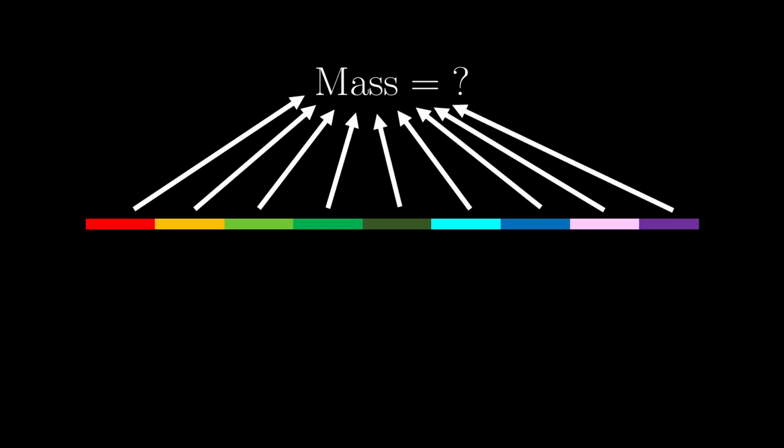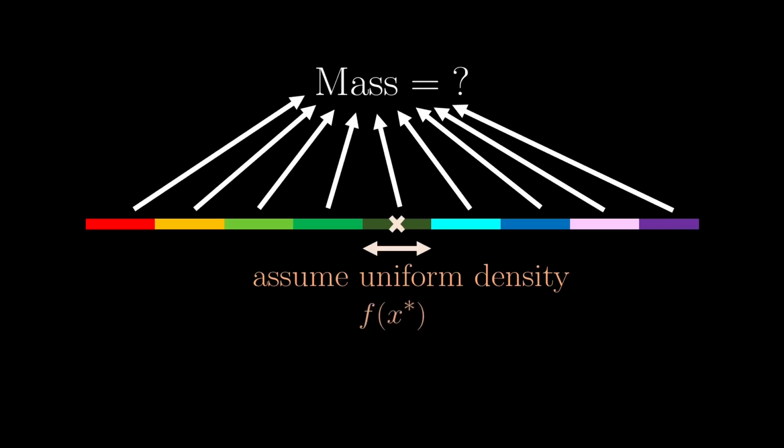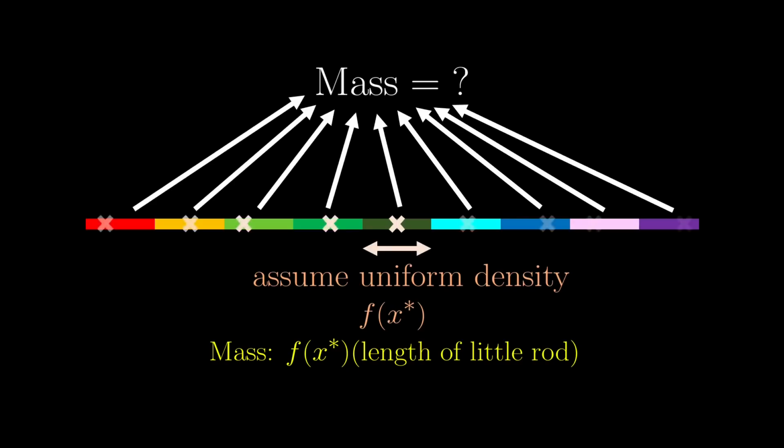The reason we want to do this is that the length of each little rod is so small that we can approximate it to have uniform density. Let's say the density at this point is f of x star. So we assume f of x star to be the density throughout this little rod. Then the mass is the density multiplied by the length of the little rod. Repeat this for all the little rods, and summing the little masses up, we get the total mass. This is not perfect, but as the length of the little rod decreases and there are more and more of them, we get closer to the true mass.